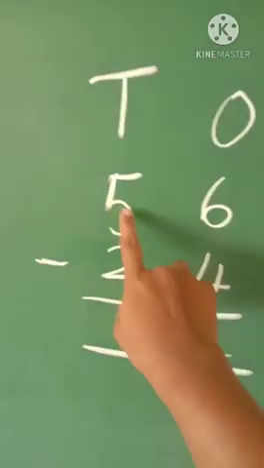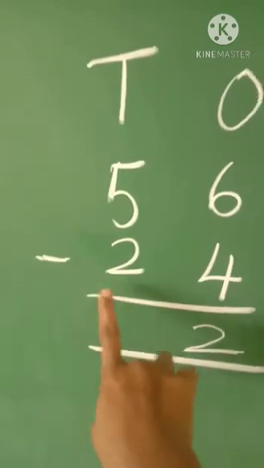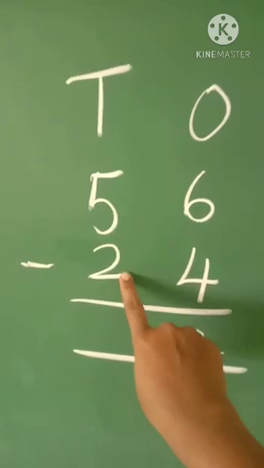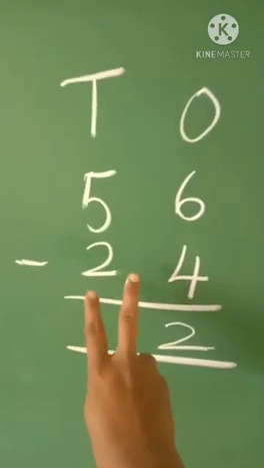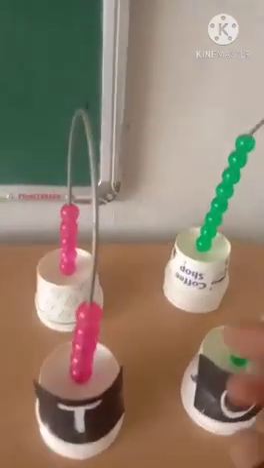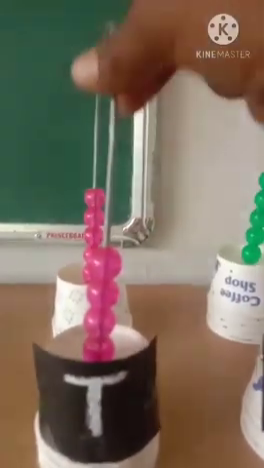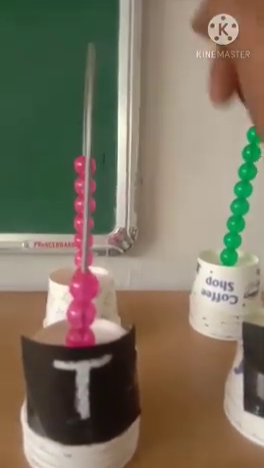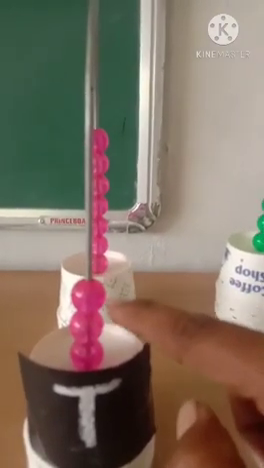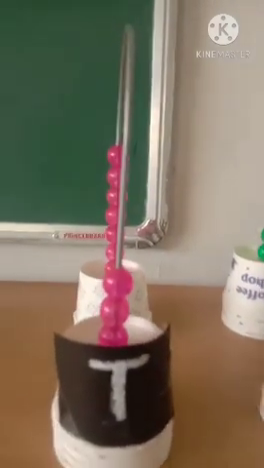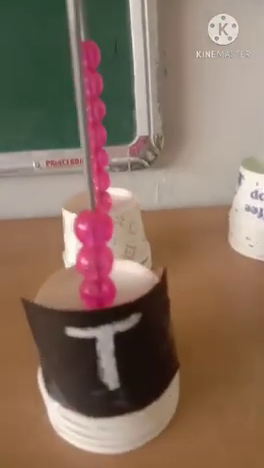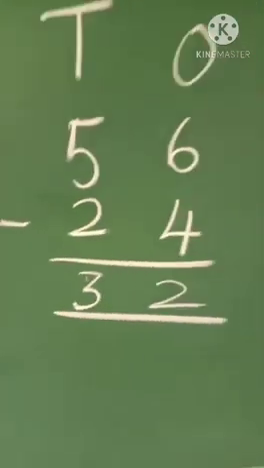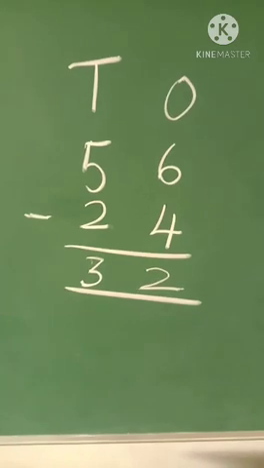Now, we are going to jump to the tens place. Here, we got 5 minus 2. We are going to subtract 2 from 5. Now, how many beads we have to take away? Yes, 2 beads. So, let us take 2 beads. 1, 2. At last, how many beads we got? 1, 2 and 3. So, 3 in the tens place. Children, can you see the 3 beads? So, the answer is 32.